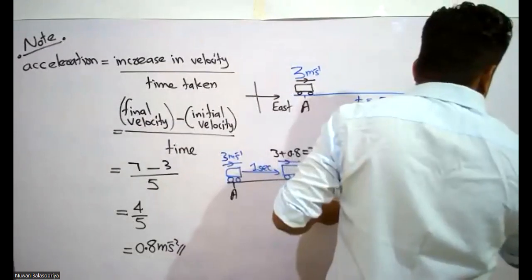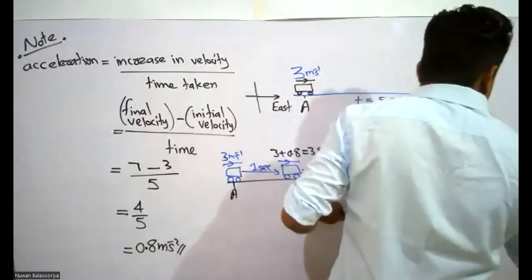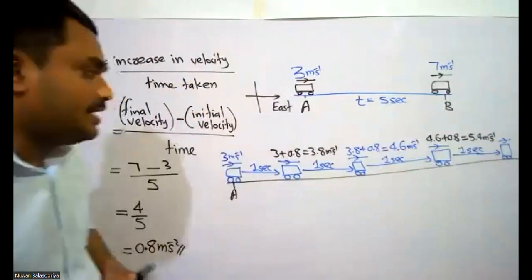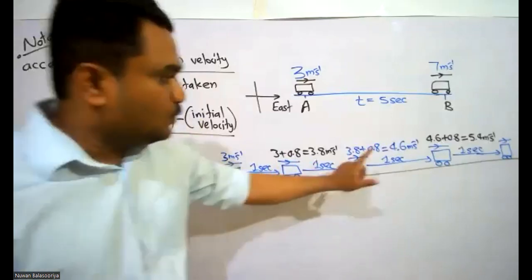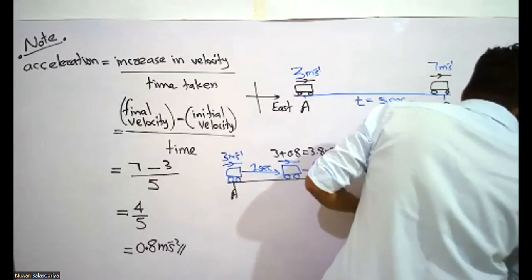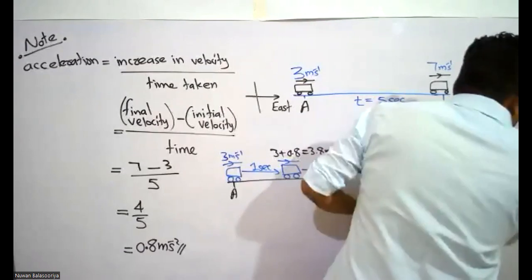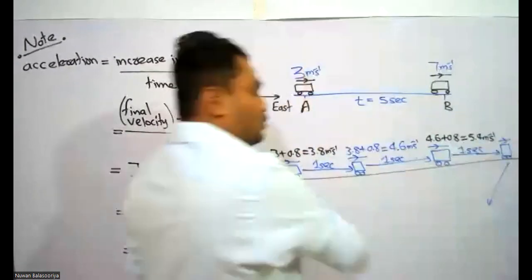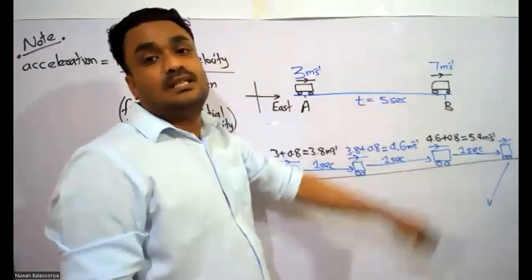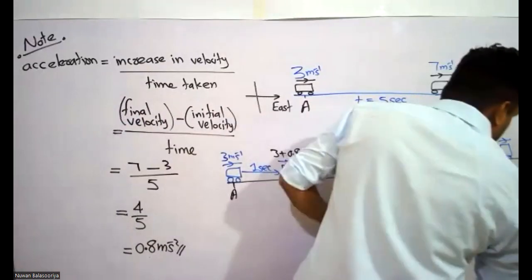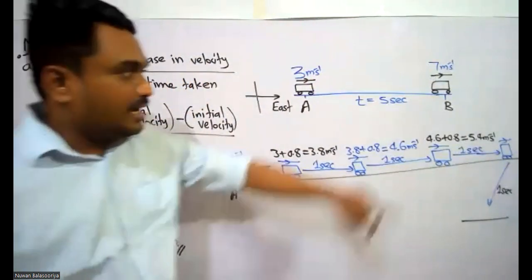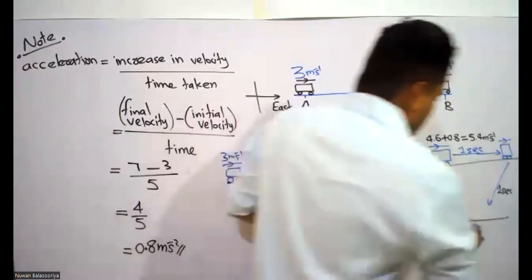Please draw this figure and find the velocity of the vehicle after 5 seconds. What will be the velocity of this object after 5 seconds here? You will try 1, 2, 3, 4, and after 1 more second. You should draw a straight line, draw all the figures, and check whether you get the final velocity as 7 meters per second.